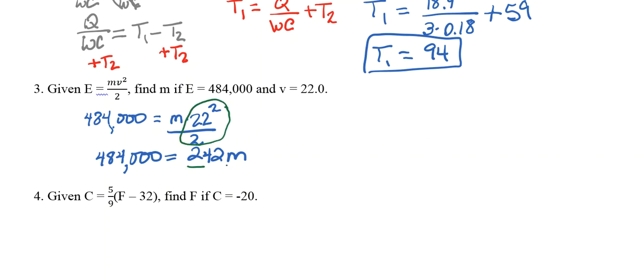So to get m by itself, I'm going to divide by 242. So 484,000 divided by 242. So I end up with m equals 2000.